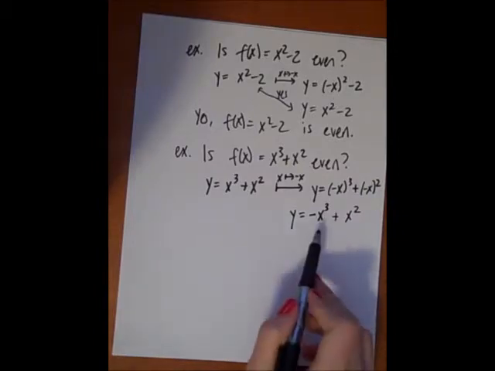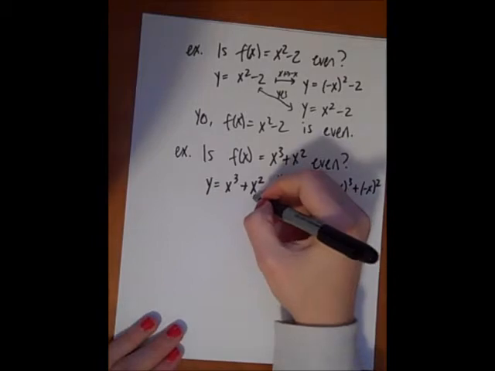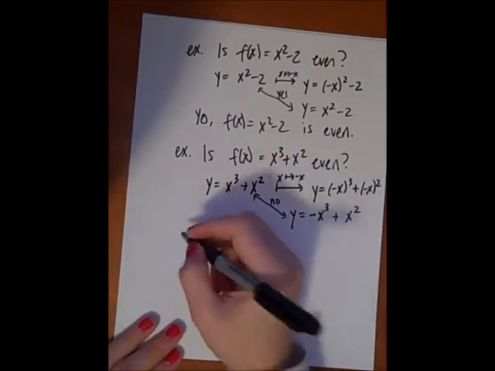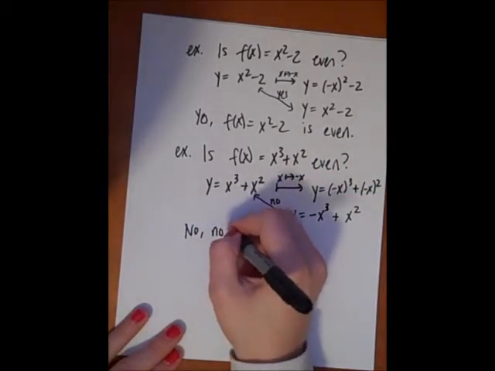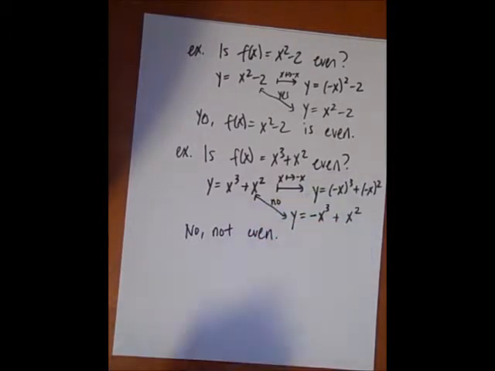Now compare these two equations. Are they the same? No. So the answer here is no, it's not even. Okay, so that's what it is for an even function: either it's symmetric about the y-axis, or algebraically f of x equals f of negative x.